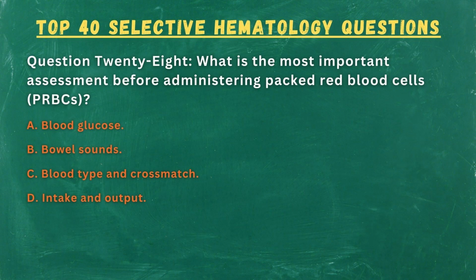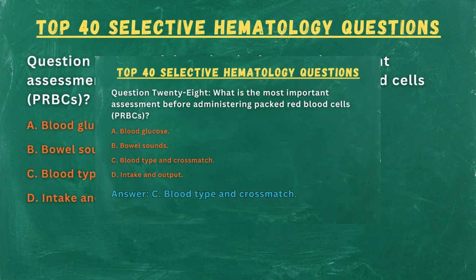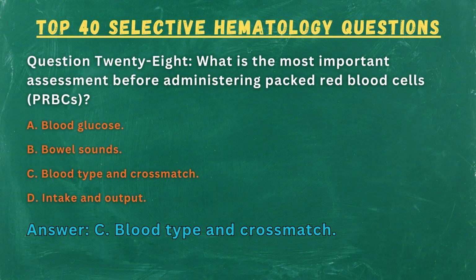Question 28. What is the most important assessment before administering packed red blood cells, PRBCs? A. Blood glucose. B. Bowel sounds. C. Blood type and cross-match. D. Intake and output. Answer: C. Blood type and cross-match.